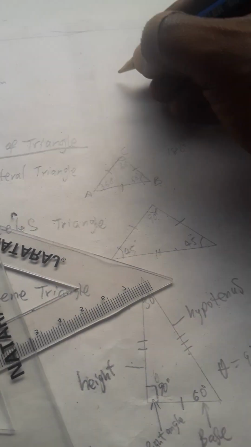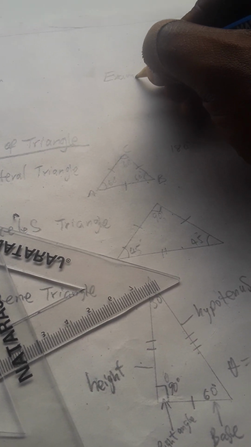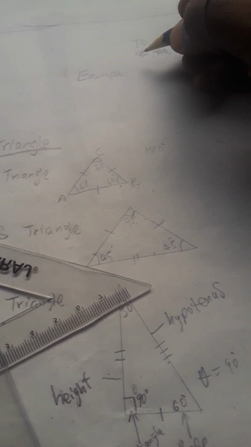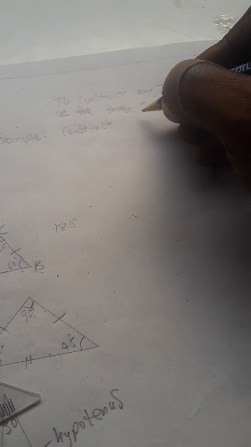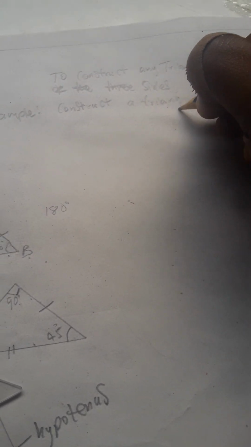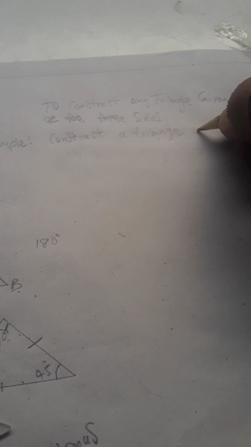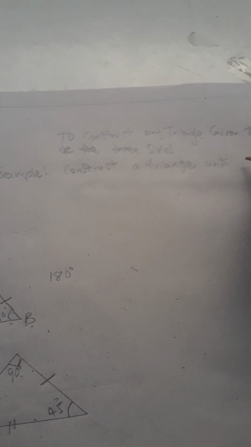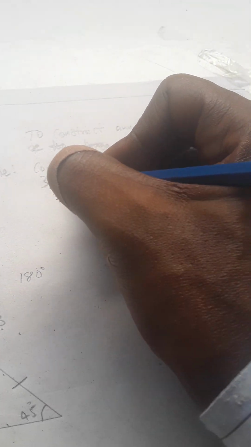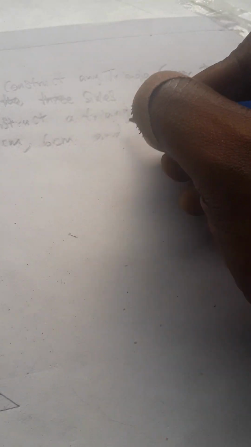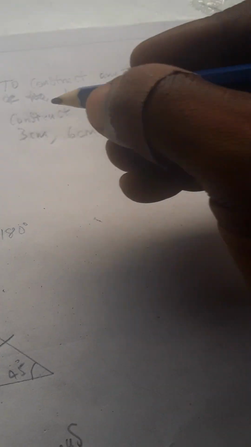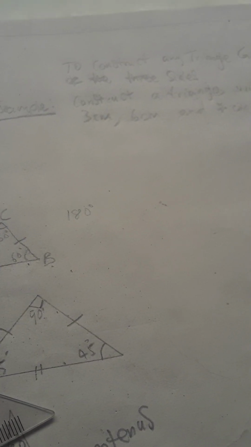Now let's look at this example. Construct a triangle with sides 3 centimeter, 6 centimeter, and 7 centimeter. Now let's look at this example. You're asked to construct a triangle. Remember, this is the objective.